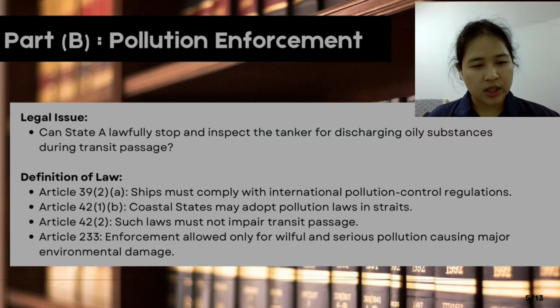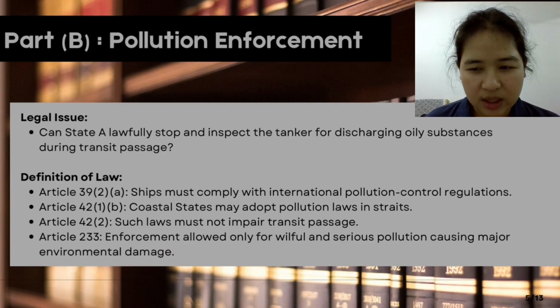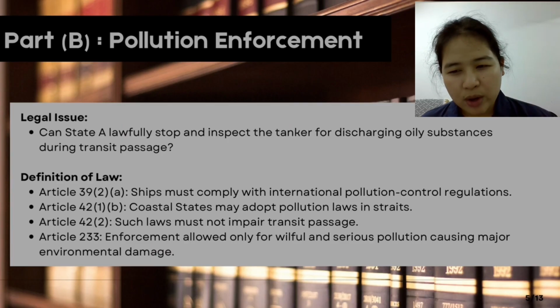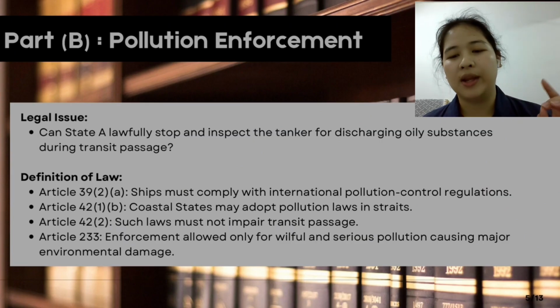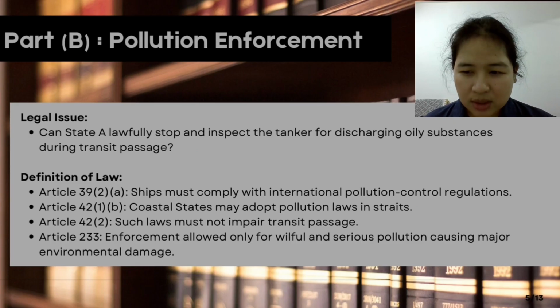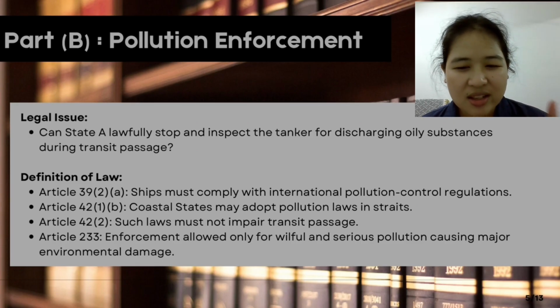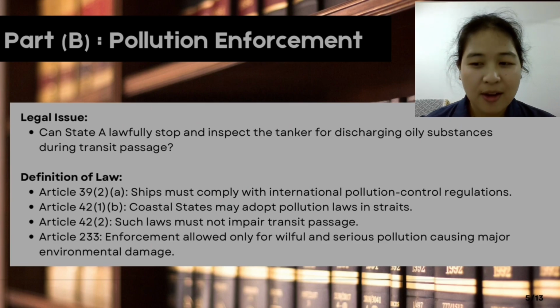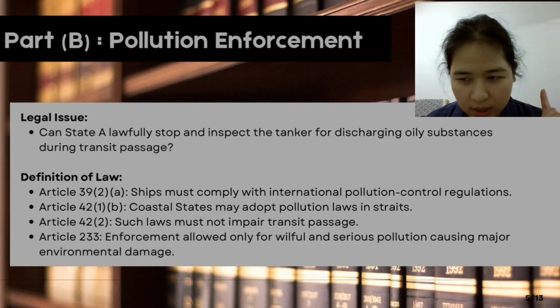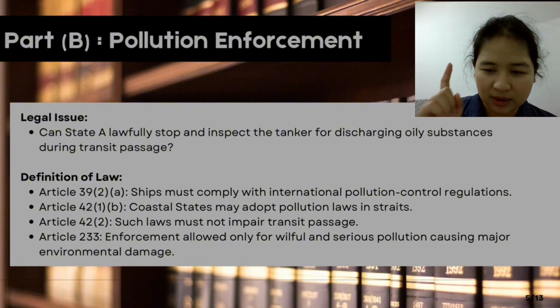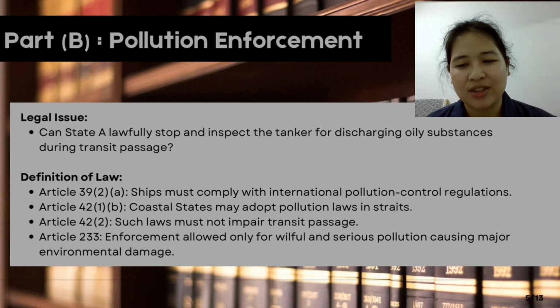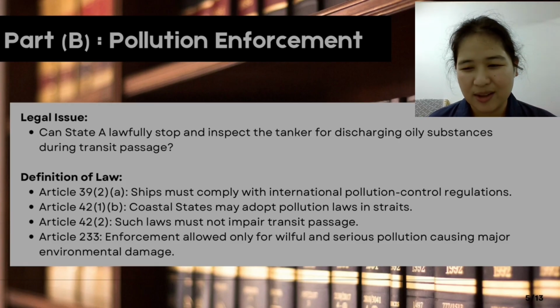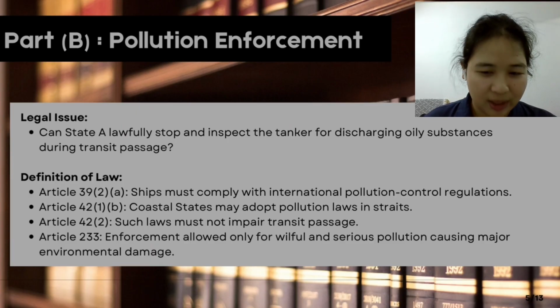The most important provision for enforcement in this case is Article 233 in Part 12, on the Protection of the Marine Environment. This article provides that coastal states may take enforcement measures against foreign ships in straits only when there is willful and serious pollution causing environmental damage to the sea. This shows that UNCLOS adopts a high threshold for wrongdoing before enforcement takes place.